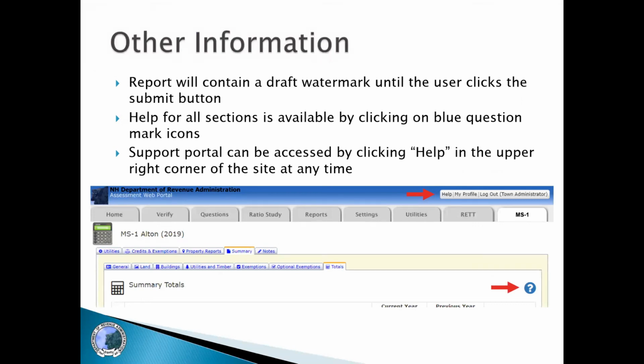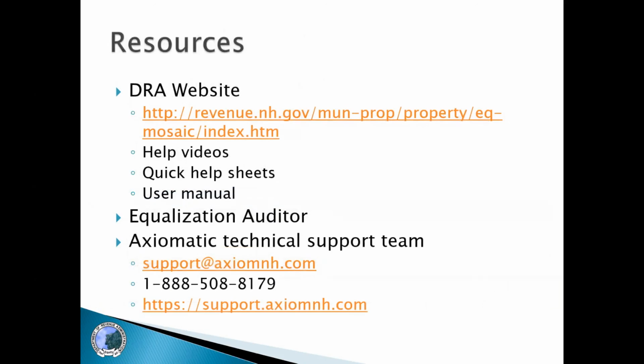Just reviewing other information. Importantly, those little blue question marks contain specific information about the page. You can also get to the help page by clicking the help button. We have one of the few applications that I've seen where the help button is actually helpful. It'll bring you to recordings of trainings. It'll bring you to frequently asked questions, information about the MS-1. So it is actually a helpful, or at least I think it's a helpful help interface. You do have a number of resources available to you. There's information on the DRA website. The help button is really the best source these days.